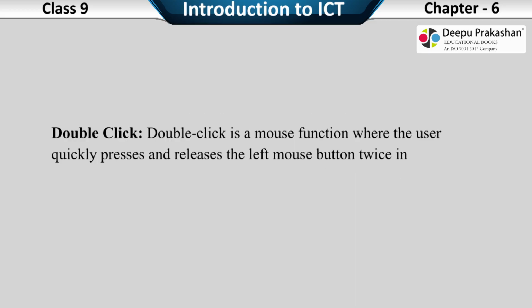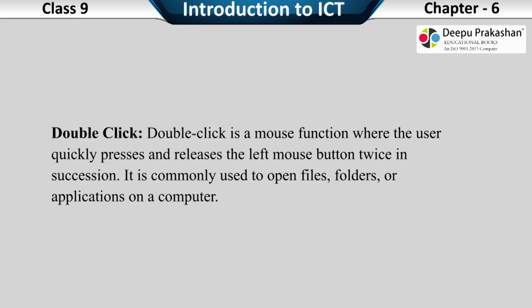Double-click. Double-click is a mouse function where the user quickly presses and releases the left mouse button twice in succession. It is commonly used to open files, folders, or applications on a computer.